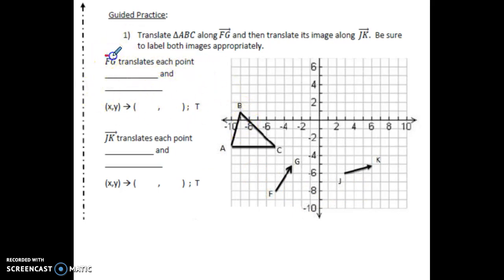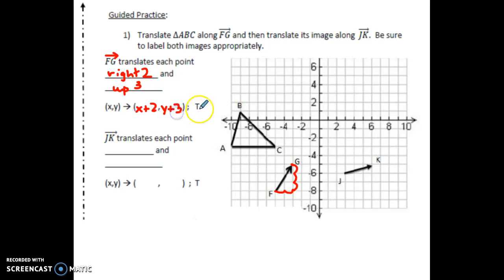So first of all, vector FG, we should have the symbol above it, is translating. If you look, it's moving us to the right 2. And that's not all. It is also moving us up. I believe it's 3. 1, 2, yep, go to the very tippy top of the arrow. And if we put it in the notation, that means X plus 2 and Y plus 3.